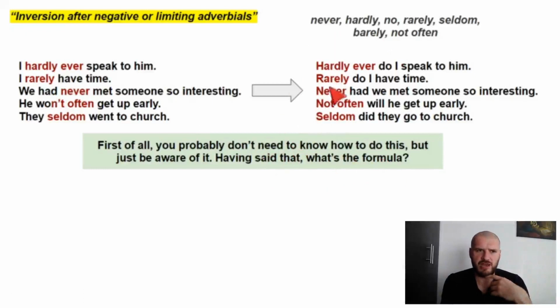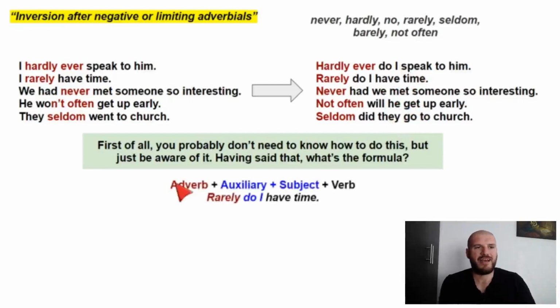Obviously, first you have your adverb, and then what are these? Did, will, had, do. What are they? Yes, they're auxiliaries. And then we have I, we, he, they, the subject, and then go, get, met, have, speak, the verb. So we have adverb, an auxiliary, a subject, and a verb. Rarely do I have time, for example. Again, you don't need to know how to do this yourself, okay? You just need to understand what's going on here.